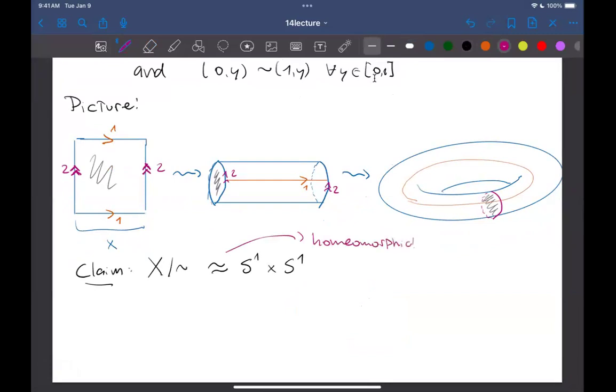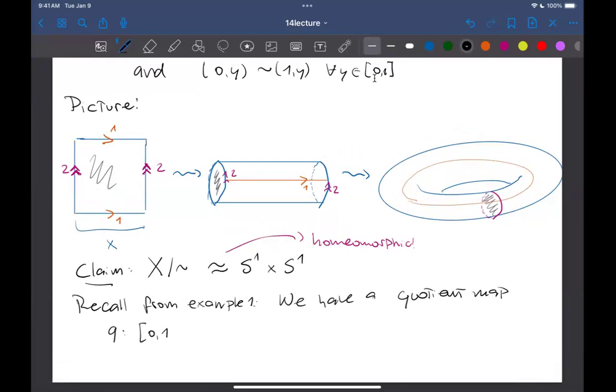Okay, how do we prove this? Let's recall some stuff from example 1. So this will be fundamental. What we have is a quotient map. Let's call this Q, from the closed interval [0, 1] to the quotient space where I identify 0 with 1. This is how I denoted that equivalence relation or that quotient space.